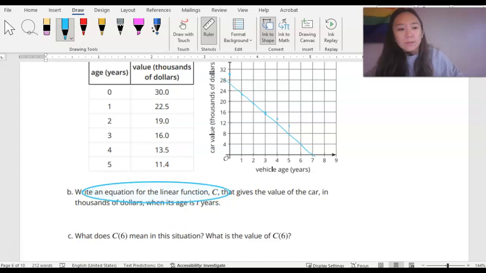So this line is starting at like 27 something-ish. So we'll say C of t, that's our function, equals, we're starting with a y-intercept of about 27.5, we'll say. And then notice this is going down. So our slope is definitely going to be negative.